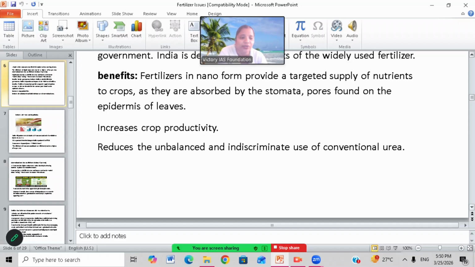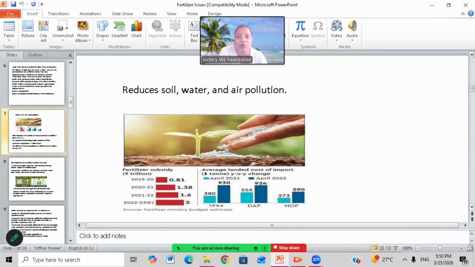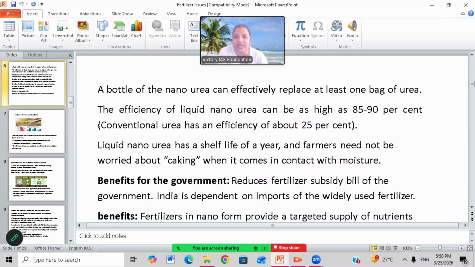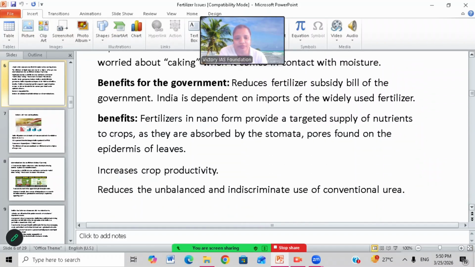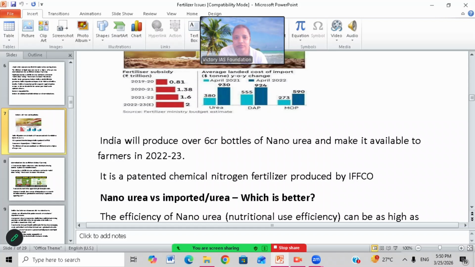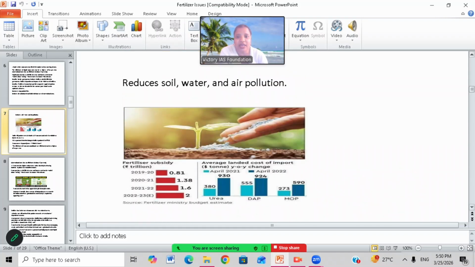This reduces unbalanced and indiscriminate use of conventional urea. So the conventional urea goes into waste, because it can't penetrate into the land. But this nano urea will stop the wastage, and equally it is distributed all over the land. That's why it can be used efficiently compared to solid urea. And moreover, it reduces soil degradation. Okay, soil, water, air pollution. So this reduces pollution also compared to solid urea.